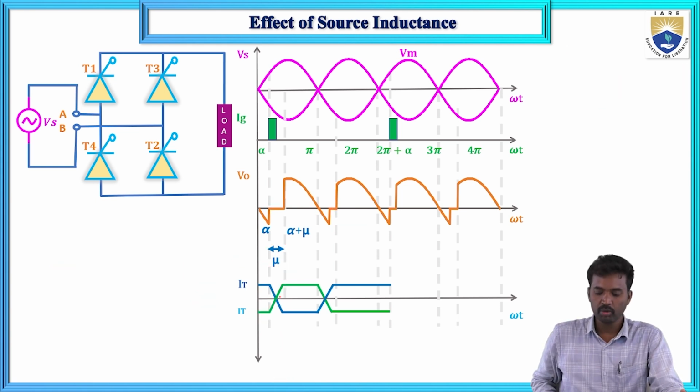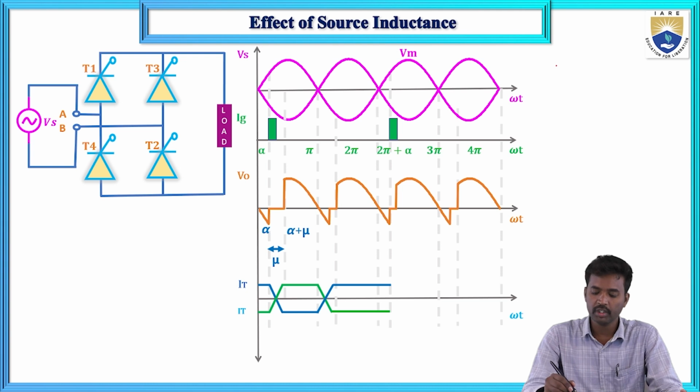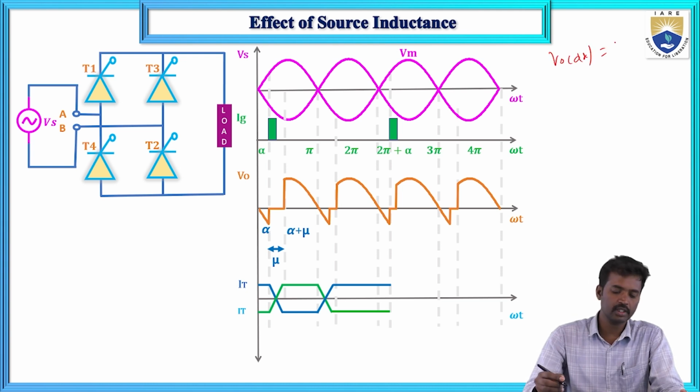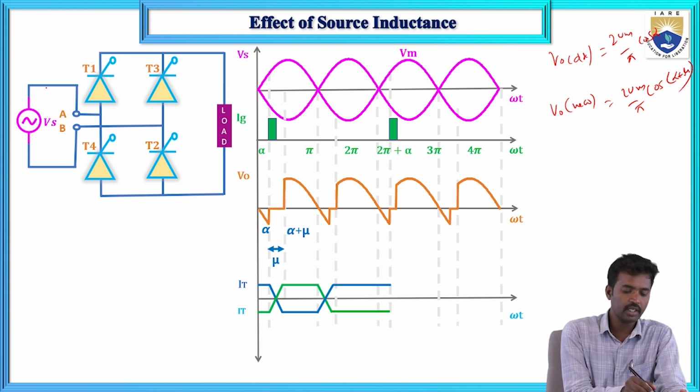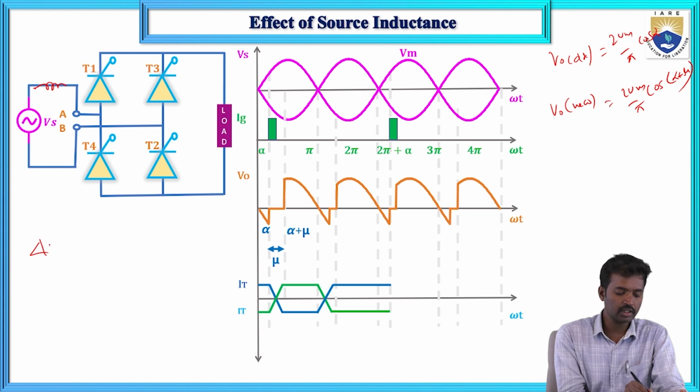So now, what about the output voltage from the old one, without source inductance? Without source inductance it is 2 Vm by pi cos alpha. Now V new equals 2 Vm by pi cos of alpha plus mu. Now what is the reduction? This is just because of the inductance. So what is the reduction in this voltage?